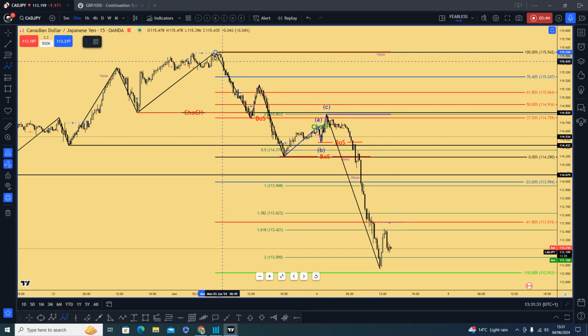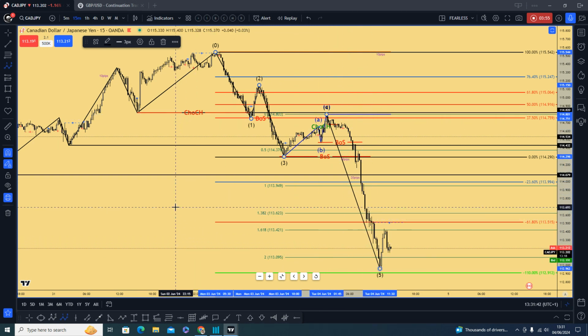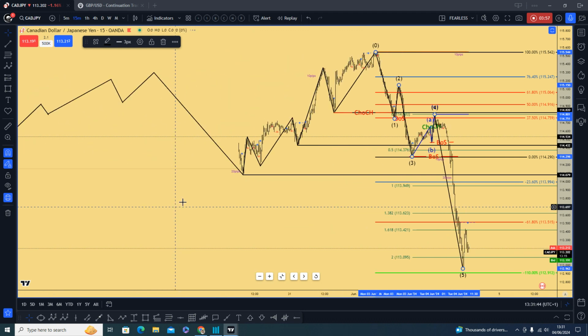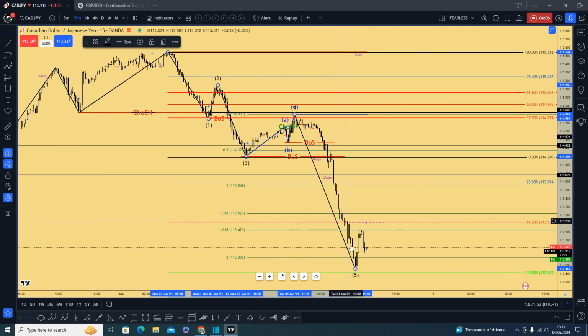You can see 0, 1, 2, 3, 4, and extended 5. If you look at this 5, it broke below the last trend changing pattern. Okay, so this move that is currently going to come into the CAD yen will be strong. All right, but they might not do that today.